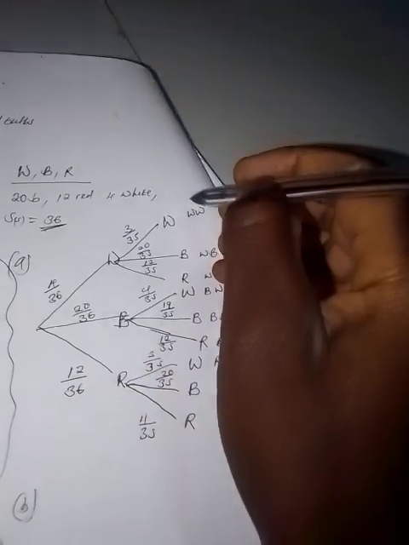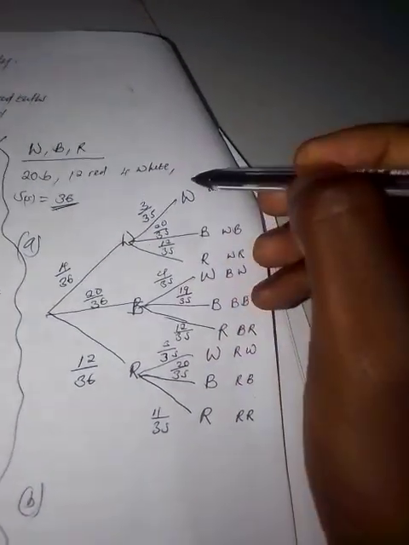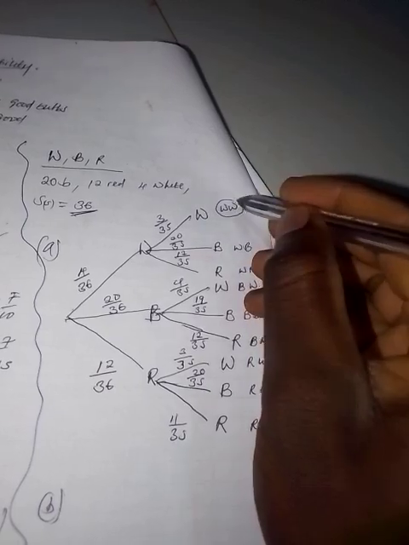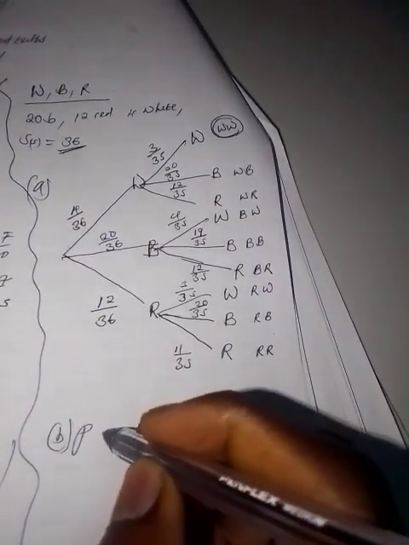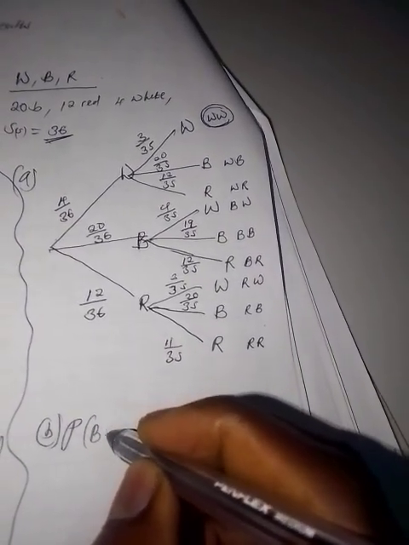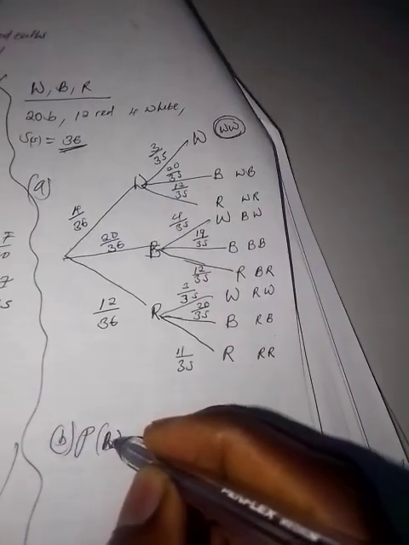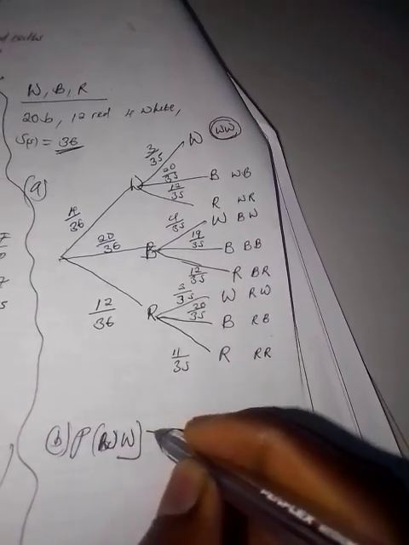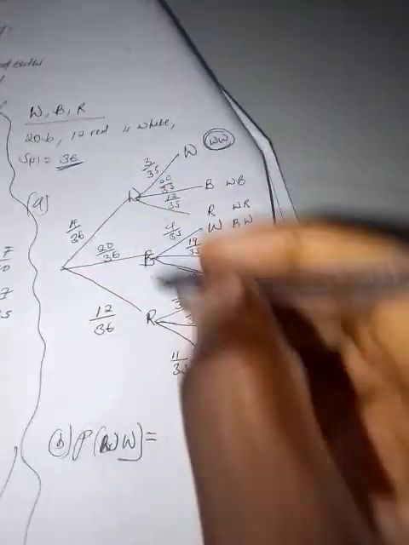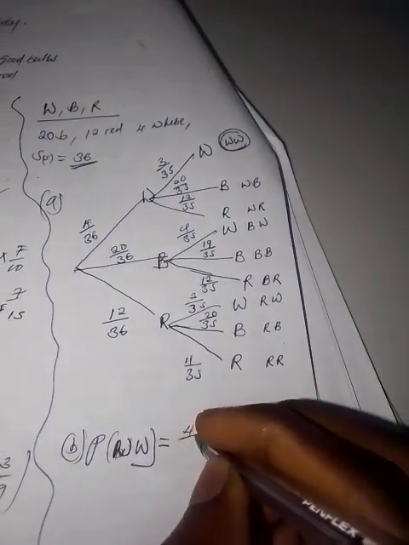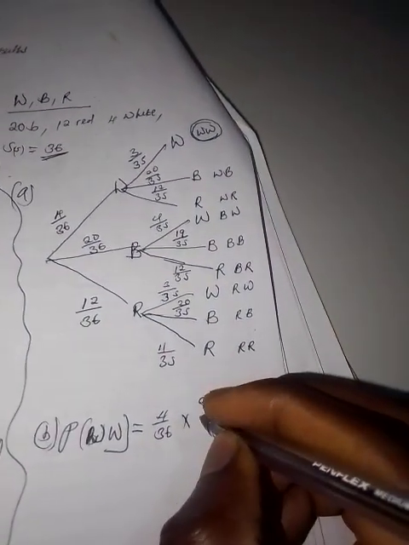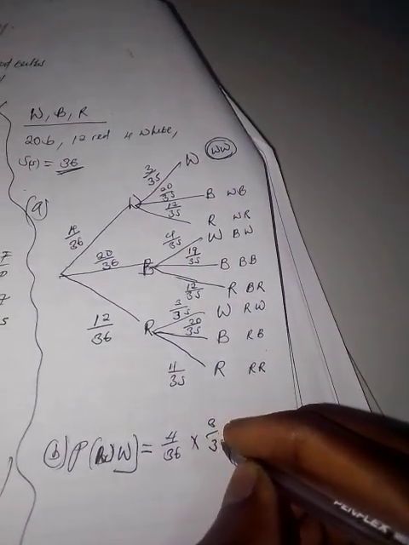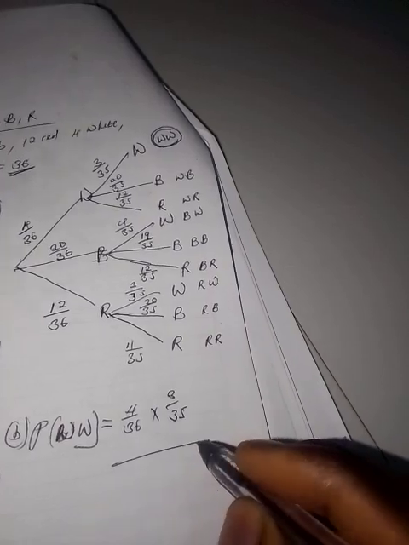So the probability that both buttons are white is coming from here, white. Okay. So we are going to say probability that both buttons are white. So we are going to say W is equated to 4 out of 36 multiplied by 3 out of 35. That will be our answer.